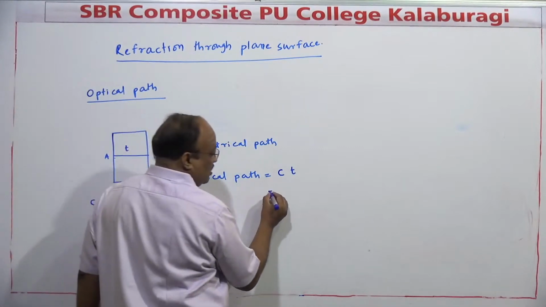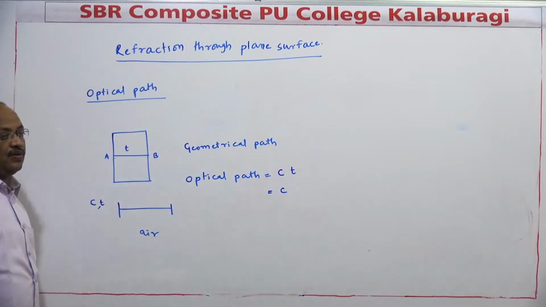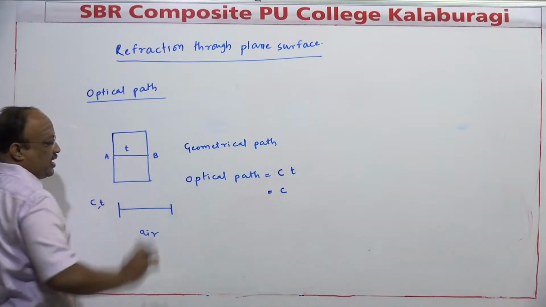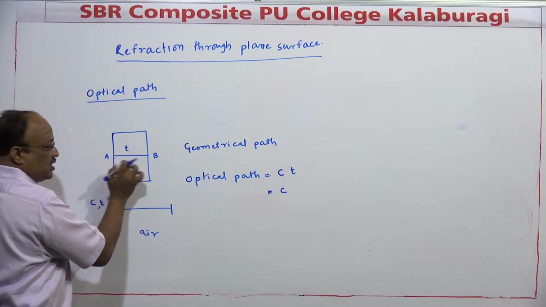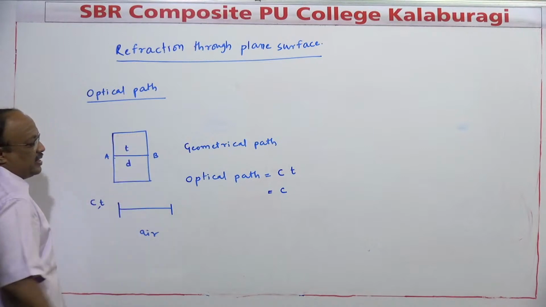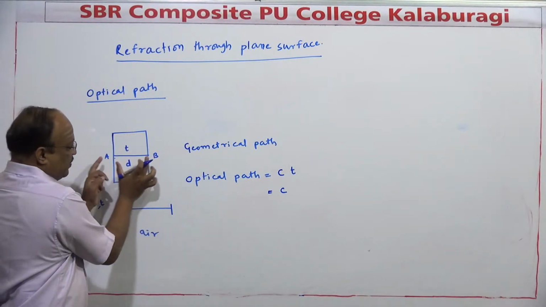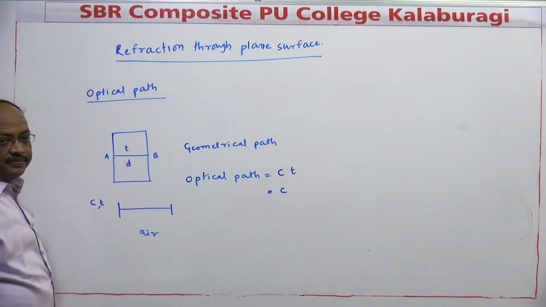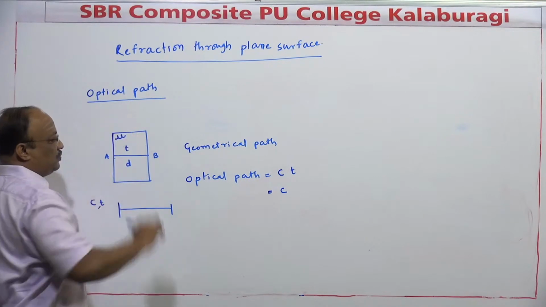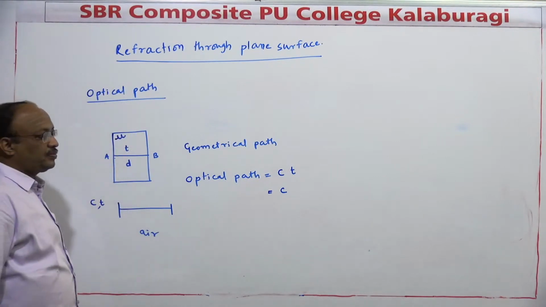So this t, what can I write? So this is our geometrical path. Let us consider it as D. Geometrical path. This much distance AB, the distance is D. Its refractive index is mu. Refractive index of the medium is mu.